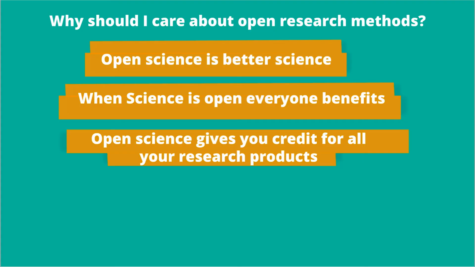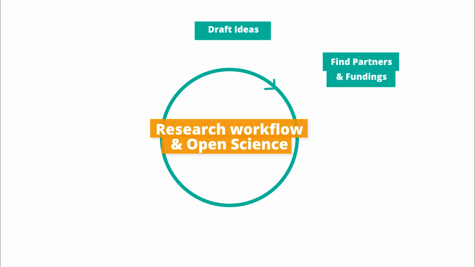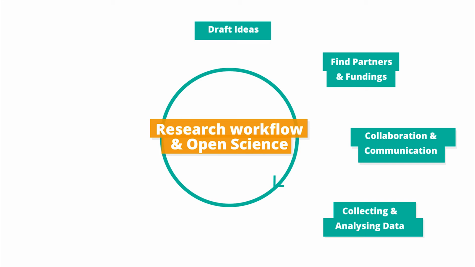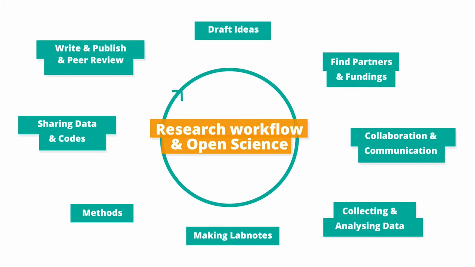Open science gives you credit for all your research products. Many young scholars think that open science starts with open access publishing. But in fact, openness in science encompasses the whole research workflow. From drafting ideas to finding partners and funding, from collaborating with peers to communicating your research, from collecting and analyzing data to making lab notes, from developing methods to sharing data and code, and from writing to publishing and peer review. All of these steps in your research can be made open.